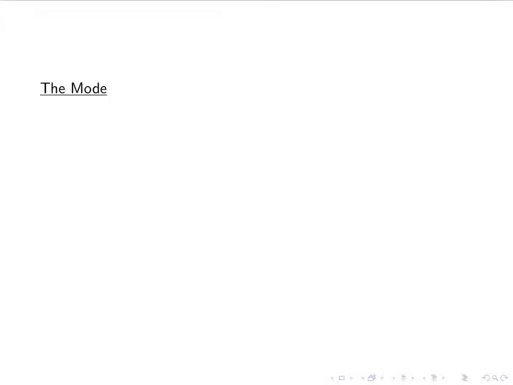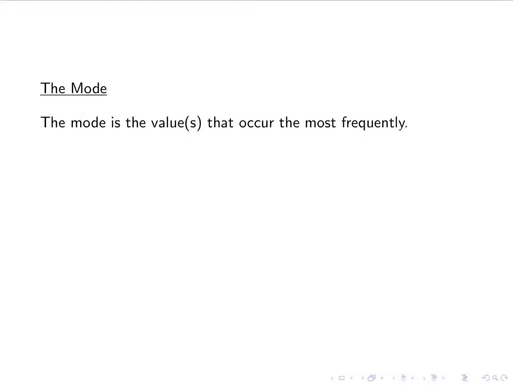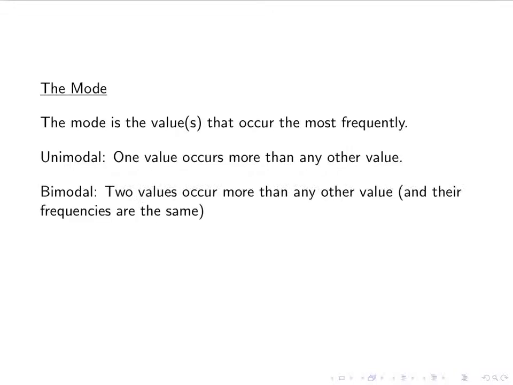The last one we're going to look at is the mode. The mode is the value or values that occur the most frequently. We have a couple of different options we can have. We can have a data set that is called unimodal, which means there's one value that occurs more than any other value. We can have a set that's called bimodal, so there are two values that occur more than any other value, and those two values occur the same number of times.